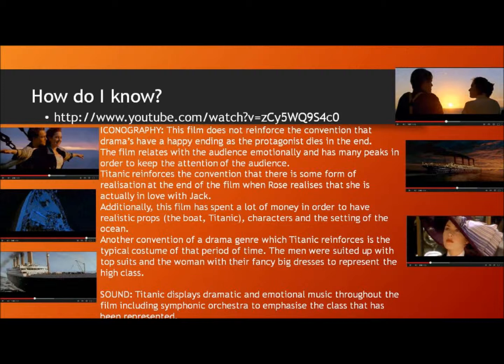Another convention of a drama genre, which Titanic reinforces, is a typical costume of that period of time. The men were suited up with top suits and the women with their fancy big dresses to represent the high class. Sound. The Titanic displays dramatic and emotional music throughout the film, including symphonic orchestra to emphasize the class that has been represented.